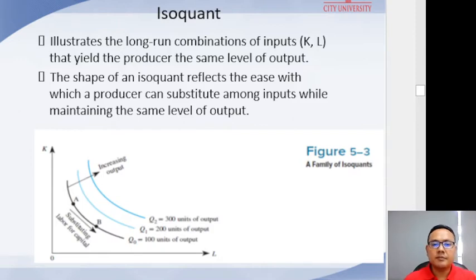So in figure 5.3, for example, if we start at point A and begin substituting labor for capital, it takes an increasing amount of labor to replace each unit of capital that is taken away. The rate at which labor and capital can substitute for each other is called the marginal rate of technical substitution, or MRTS. The MRTS of capital and labor is the absolute value of the slope of the isoquant and is simply the ratio of the marginal products.